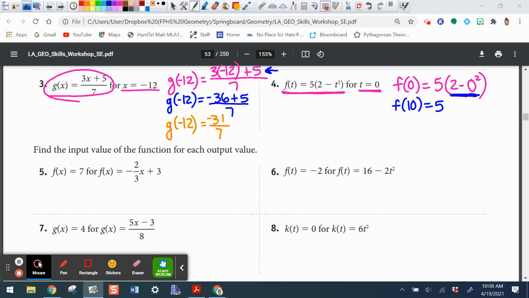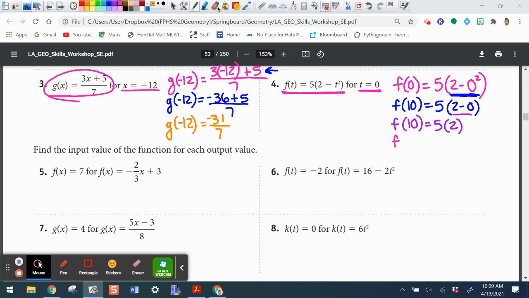So I'll bring down the 5. And when I square 0, I still will get 0. 0 squared is 0 times 0, which is 0. Now I'm going to combine these two terms, still working inside the parentheses. And 2 take away 0 is 2. And last but not least, now we've moved on. All this parentheses really implies is multiplication.